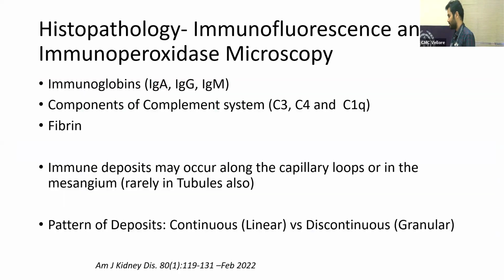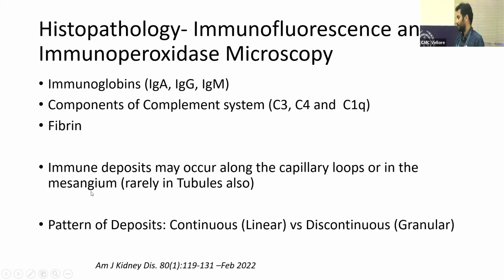Then sclerosis. Next step is the immunofluorescence. Immunofluorescence and immunoperoxidase: we are using immunofluorescence, but in foreign countries immunoperoxidase is more common. Immunofluorescence is used to find out the type of immune deposits, whether immunoglobulin is there or only complement is there, or combinations, whether an immune complex is there or not. So the following stains are used: IgA, IgG and IgM. Then regarding complements, C3, C4 and C1q, and fibrin.